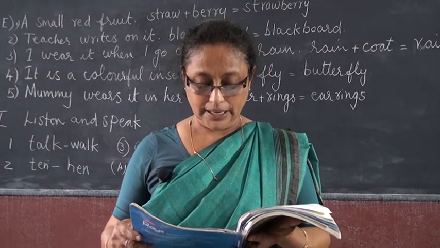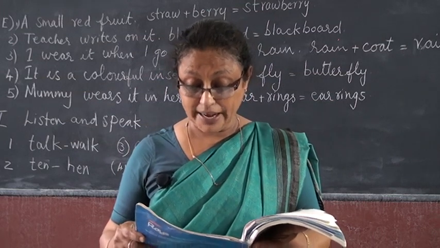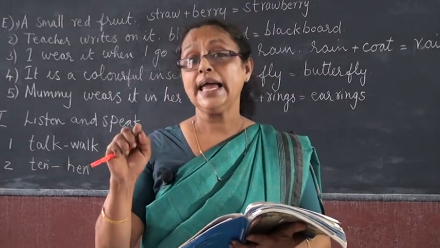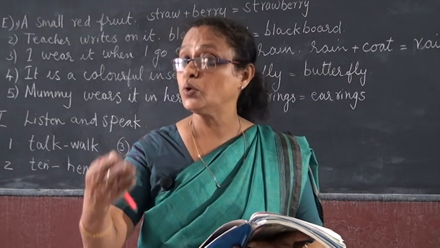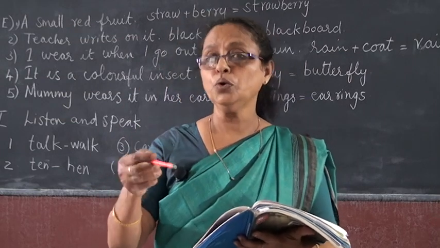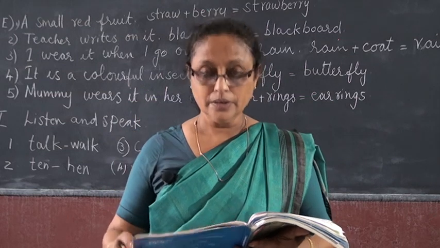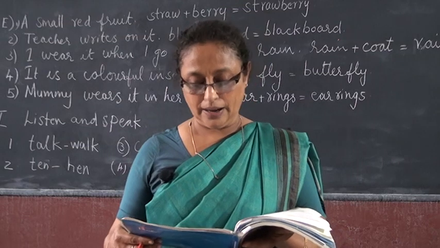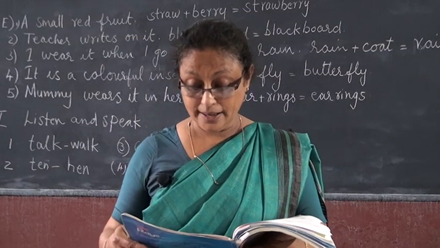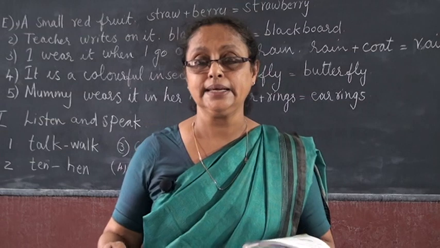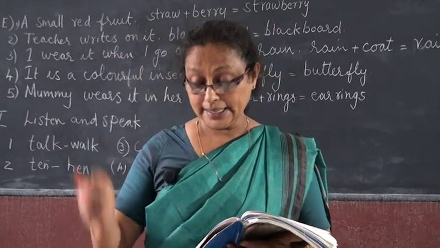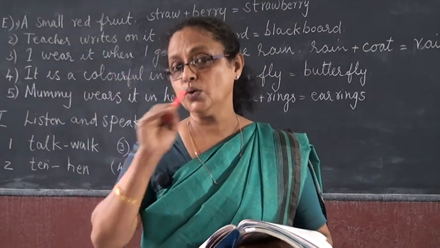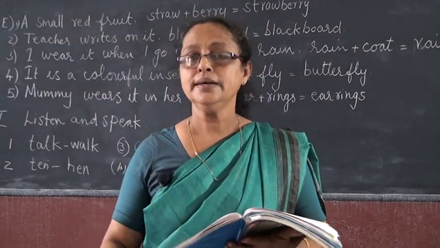First is A. Underline the ly words in these sentences. I am reading for you, so you should underline them. All the children should take the textbook in your hand, and when I am reading, you should underline. First one: Mother Teresa held the baby closely. That is already done for you. The ly word is closely, already underlined in the textbook.